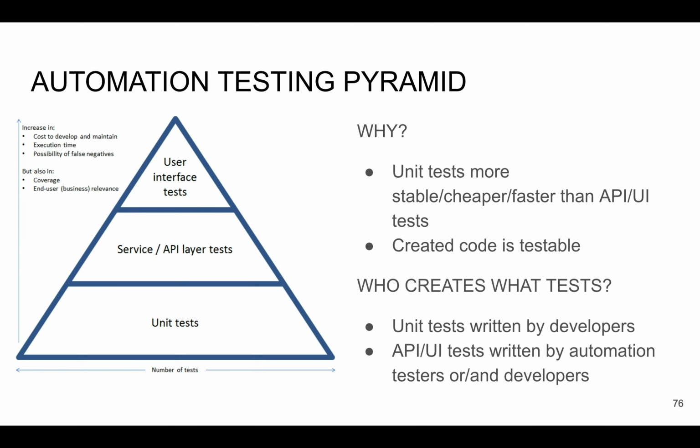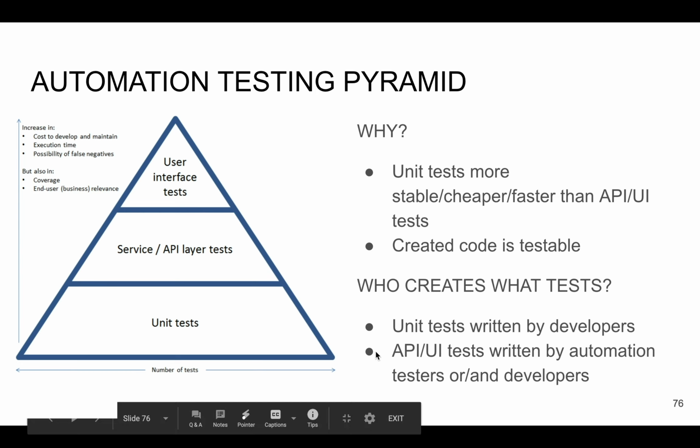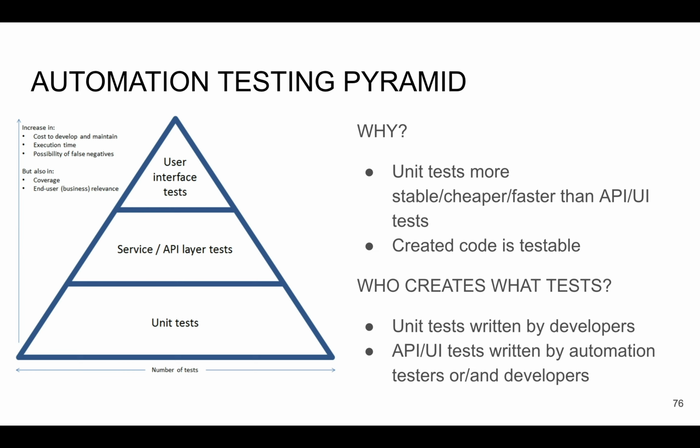So who creates these tests? Usually unit tests are created by developers. It's because they create the main functionality, they know how it works, and it's easy to add unit tests. Also, they can communicate with QAs and get all the test cases which should be covered. API and UI tests are usually written by automation testers, but sometimes they're created by developers. On one of my projects, I was a developer and created UI tests. It was one of the practices of this project.